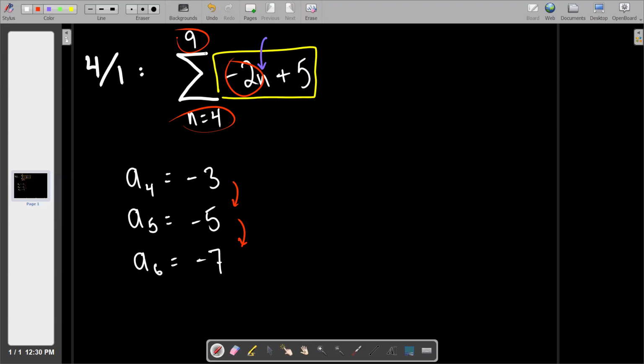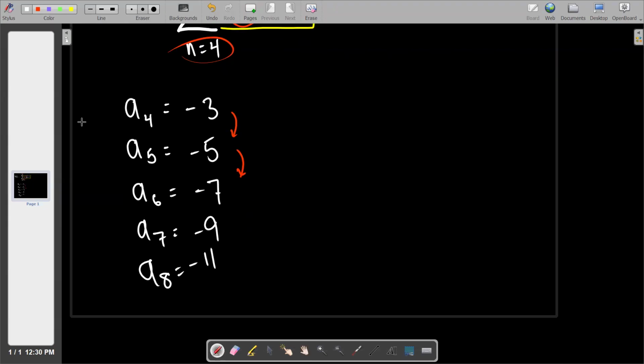From here, you could continue to do it manually, or you could just jump ahead. What's a sub 7? -9. What's a sub 8? -11. And what's going to be a sub 9? Good.